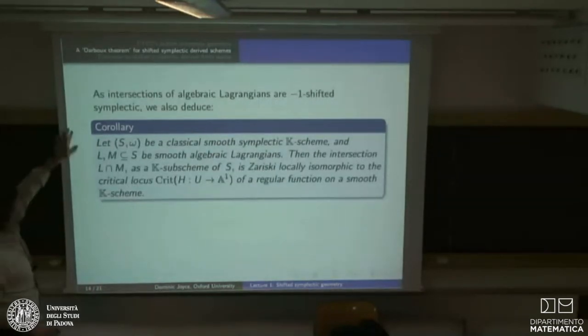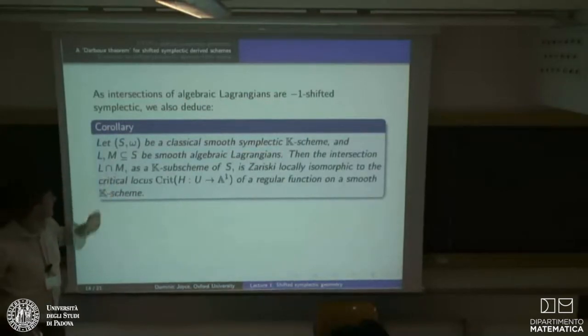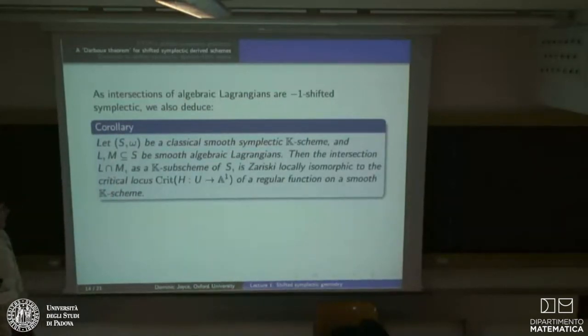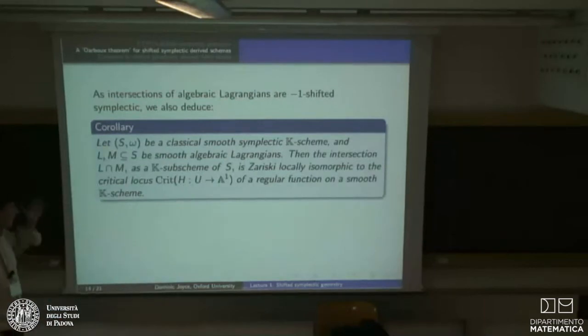So, also, because intersections of algebraic Lagrangians are minus one shifted symplectic, we can deduce another corollary: that if (S, ω) is a classical smooth symplectic scheme, and L and M are smooth algebraic Lagrangians, then the intersection L ∩ M as a K-subscheme of S is Zariski locally isomorphic to the critical locus Crit(H), with H from U into A^1, of a regular function H on a smooth scheme U.